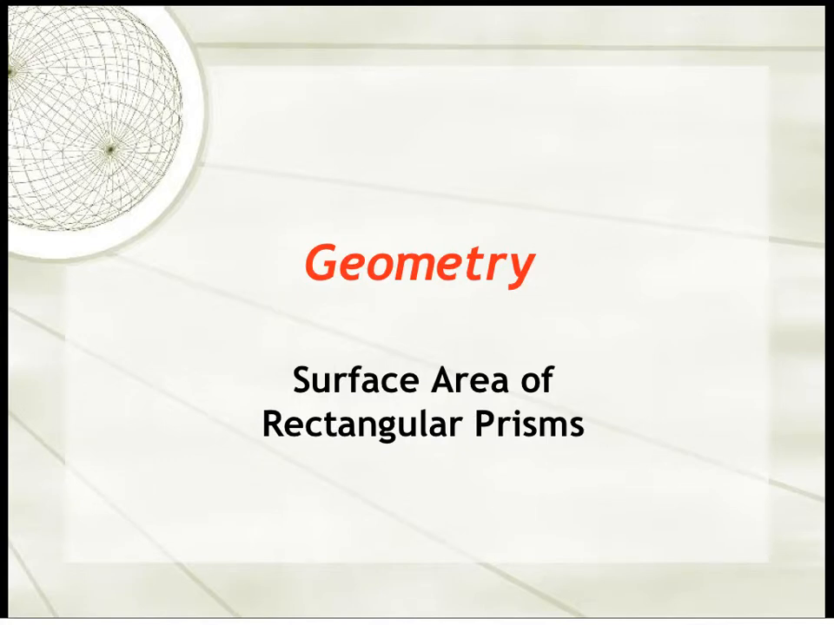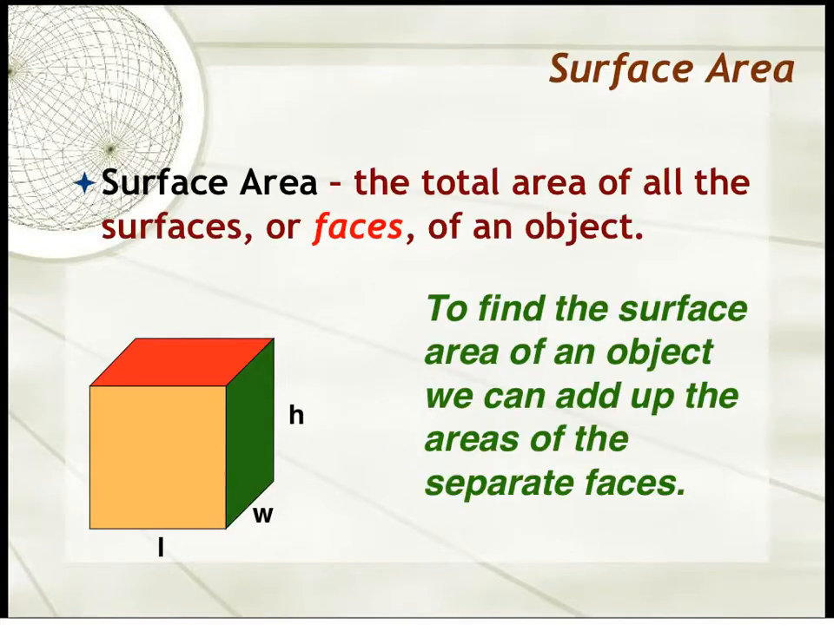Our video today is going to take us through surface area of rectangular prisms. Surface area is defined as the total area of all the surfaces or faces of an object. So if you were to take, let's say, a box apart and look at its individual faces, we would have to find the area of each of those faces and then simply add them up to find the surface area of that object.